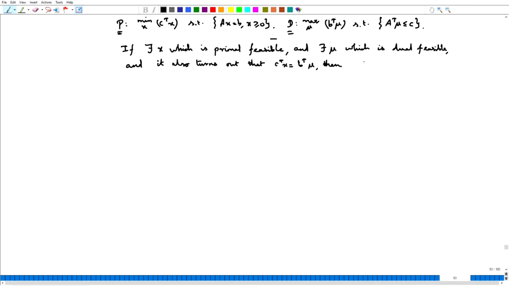then we have the solutions for both the primal and the dual problems.